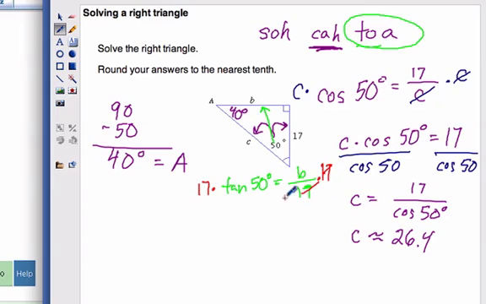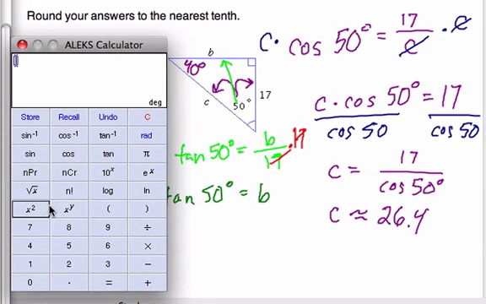These cancel out, and it's going to leave me with the equation 17 times tangent of 50 degrees. And so now I'm going to plug that into my ALEKS calculator. So I'm going to say 17 times tangent of 50 degrees. And that equals 20 point, and I'm going to round that 2 up to a 3 since the digit to the right of it is a 5 or bigger. So it's going to be 20.3.